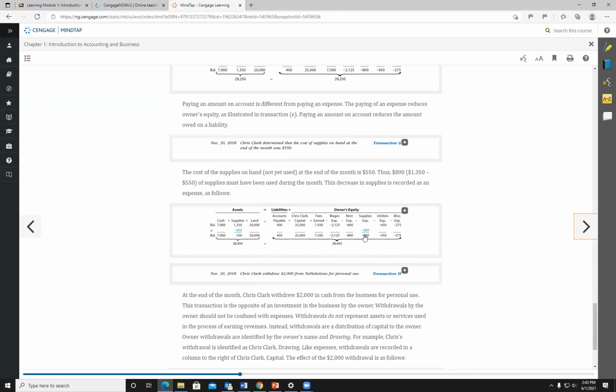And then we're going to come over here at owner's equity and we're going to record a supply expense of $800. Thus now, again, balancing our accounting equation.